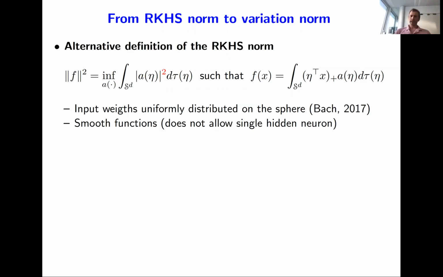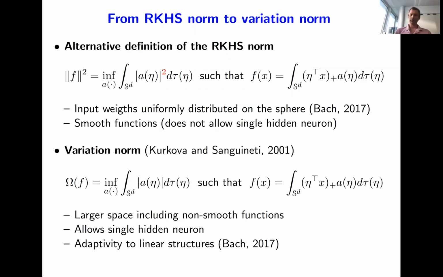What you need to analyze the regime when you optimize over both layers is to replace the squared norm by the L1 norm. It's called the variation norm, and this was introduced by Kurková and Sanguineti. Since you have the L1 norm, you can start to have measures which are singular. You can have single neurons and so on. So this space of functions does include very non-smooth functions. It's much bigger than the RKHS. And as I showed like 2 years ago, because you have an L1 norm penalty, it is supposed to adapt a bit more than the L2 penalty.